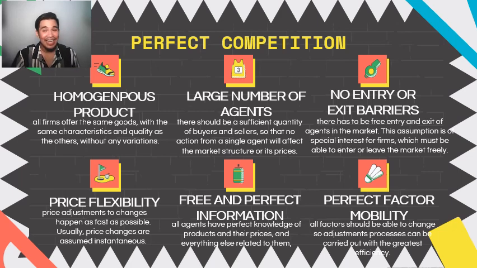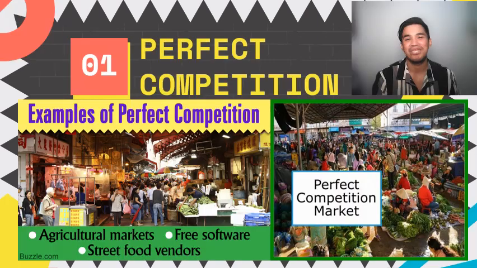Okay? Next is perfect factor mobility. In terms of the transportation of these products, you can buy wherever. You can actually see these products anywhere. Not only in the wet market, these products can also be seen in the malls, diba? Ganyan. So that's why it is perfect factor mobility. Okay, those are the characteristics of perfect competition.